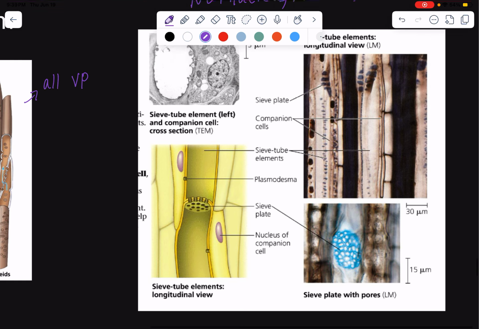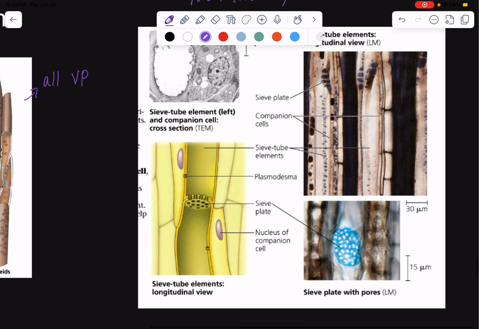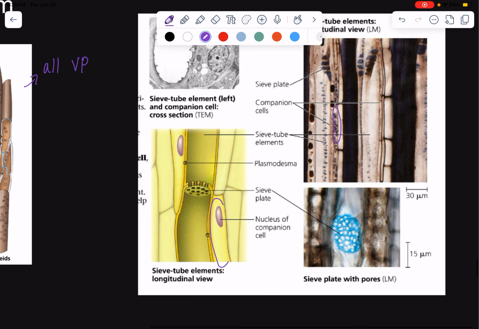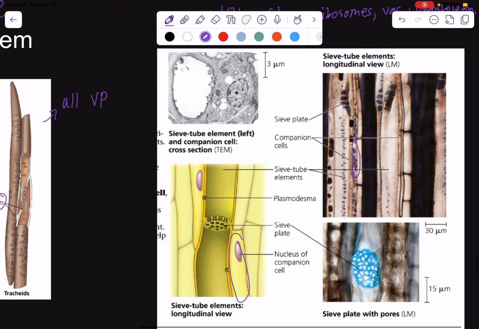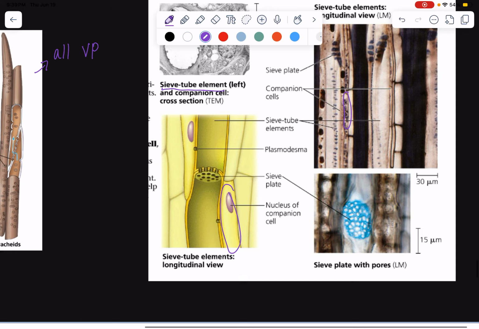And another part of the phloem is going to be the companion cells. You can see them here and here. And they are non-conducting cells connected to sieve tube elements via plasmodesmata and function to help the elements live. And they can also assist in sugar transport. But again, the main parts are going to be the sieve tube element and the companion cells.